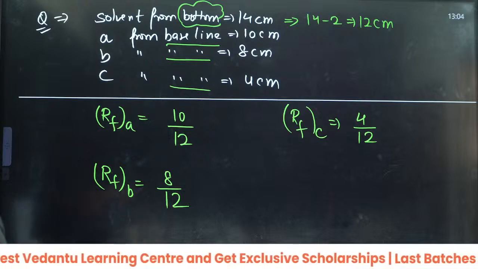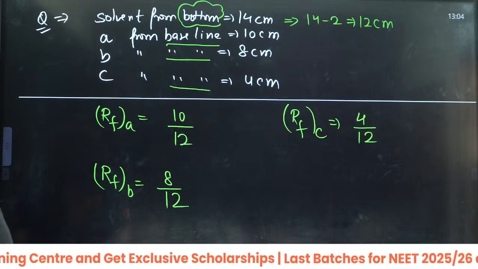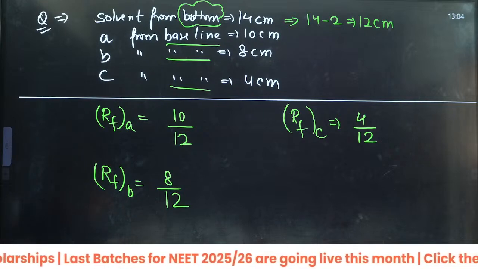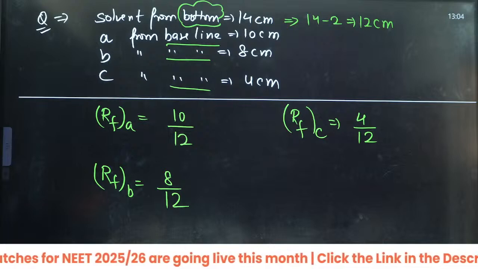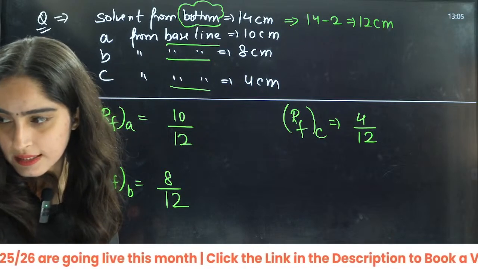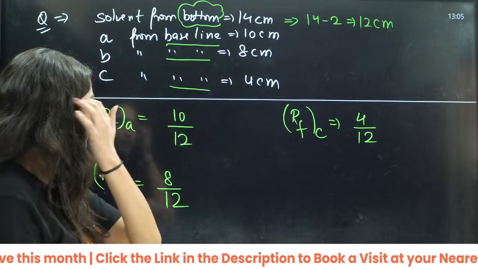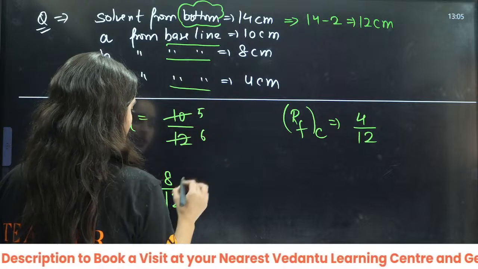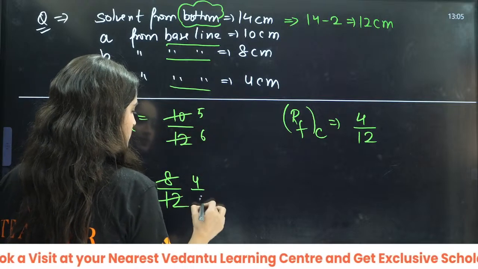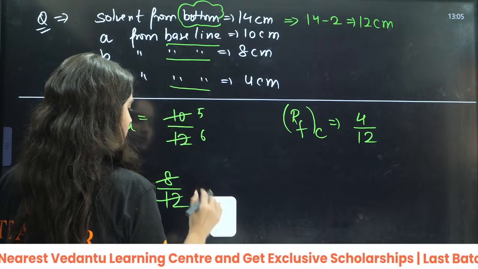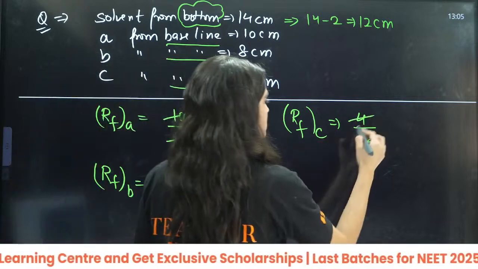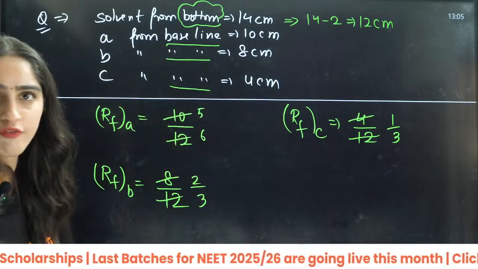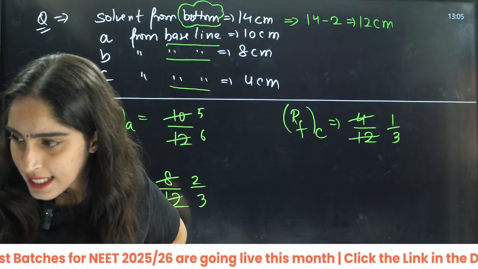Now tell me which retardation factor is more, which is less. Everybody in the chat box, tell me. You have 10 by 12, 8 by 12, so it will be 5 by 6, 4 by 6 or 2 by 3, and this is 1 by 3. Now tell me, which retardation factor is more?